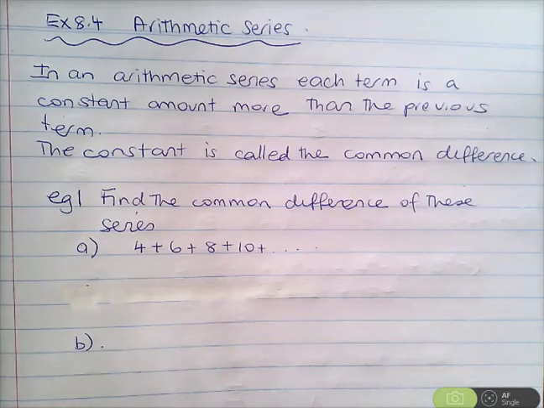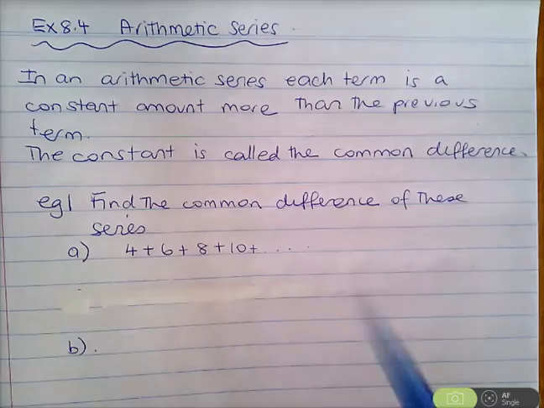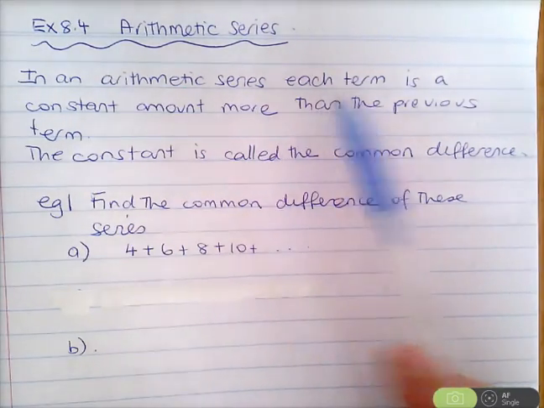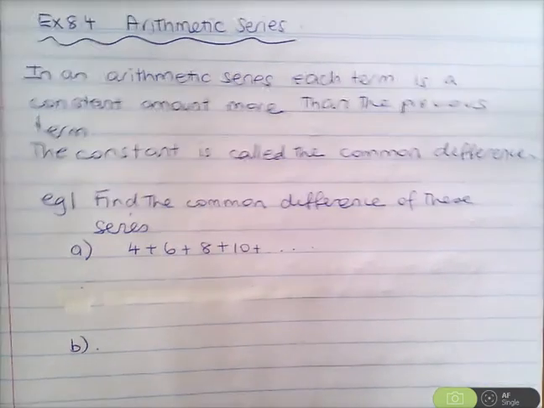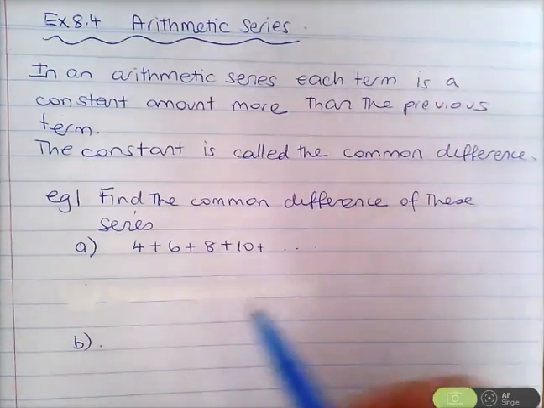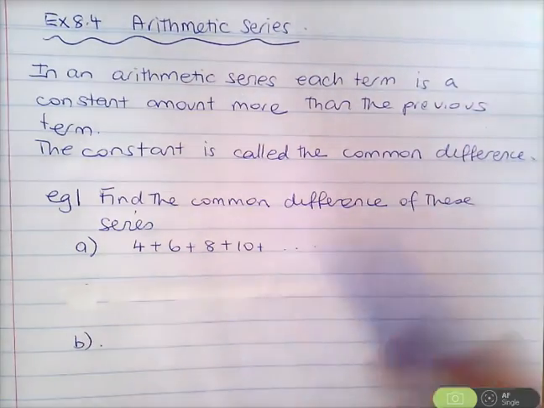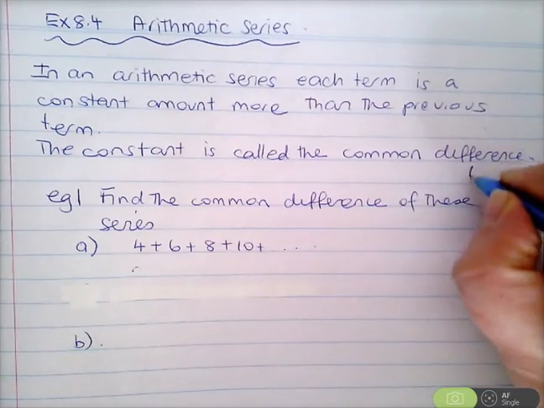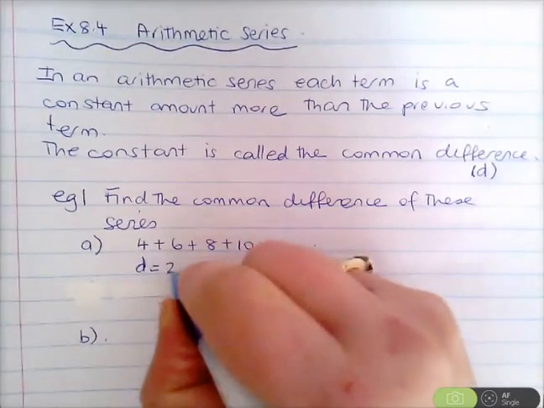Okay, now there are two types of series that we're going to look at, and the first type is called an arithmetic series. We're in exercise 8.4. Now, in an arithmetic series, each term is a constant amount more than the previous term, and the constant is called the common difference. For example, the common difference here in this series, we can see that the series is going up by 2. We call the common difference D. So the common difference D is 2.